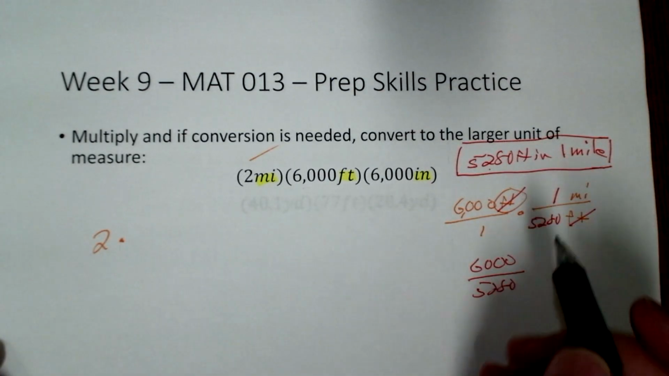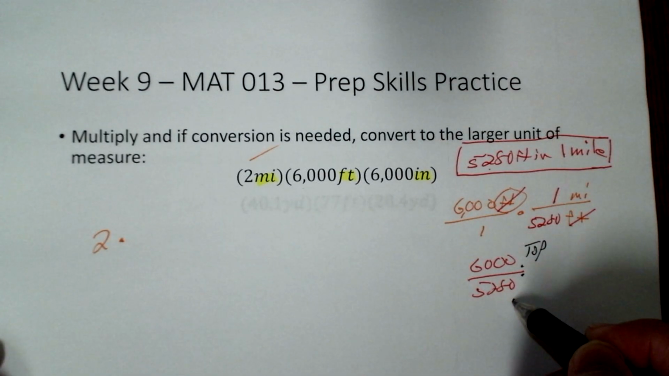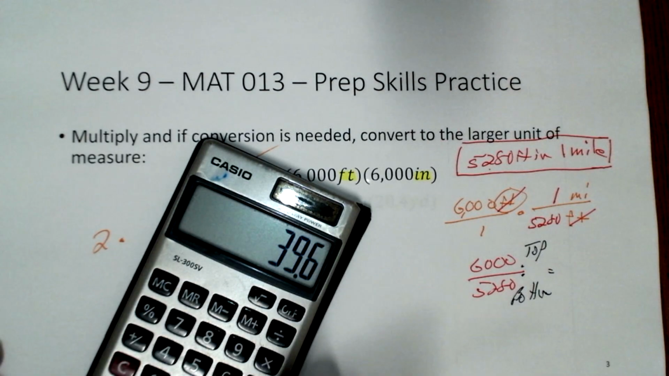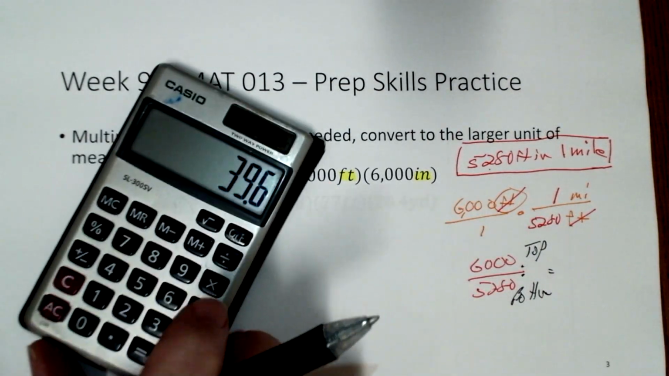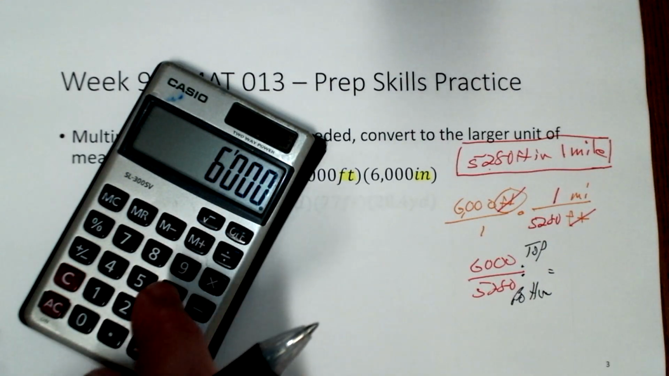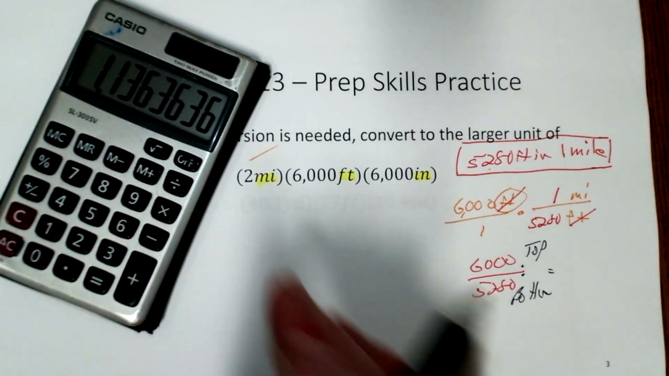And we know fraction bar means divide. It's always top divided by bottom. So if we do this math, we're converting these feet into miles. We'll simply go 6,000 divided by 5,280. And there's our solution.